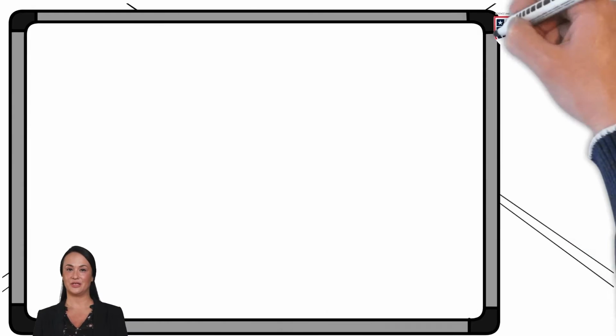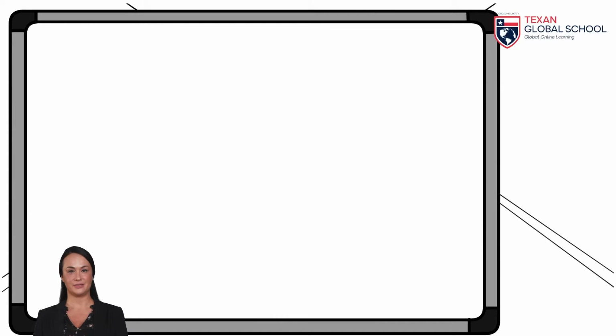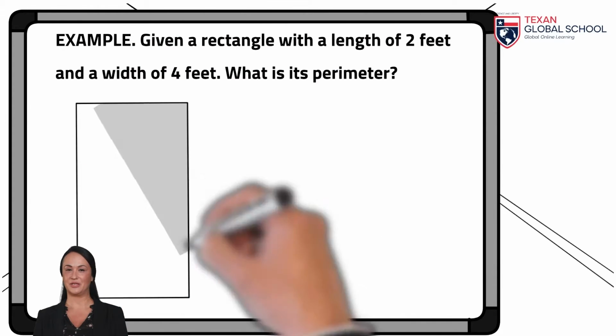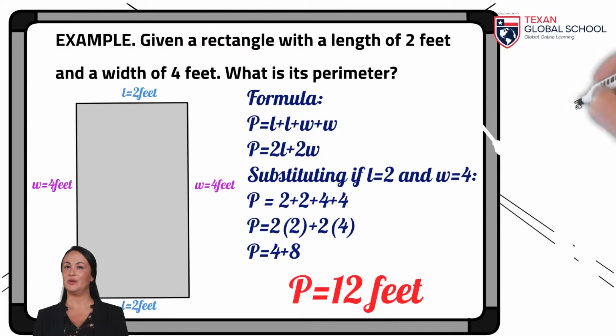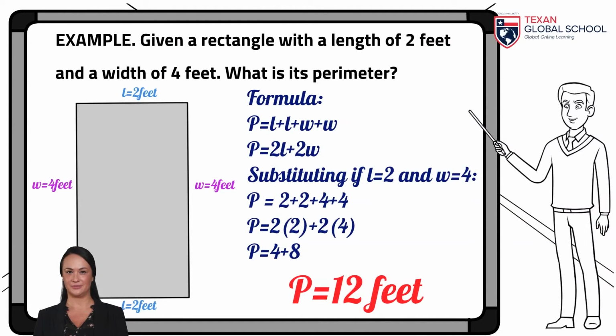Given a rectangle with a length of 2 feet and a width of 4 feet, we will calculate the perimeter. We can see that the length denoted L is 2 feet and its width denoted W is 4 feet. Using the formula to calculate the perimeter of a rectangle, we then add its four sides: 2 plus 4 plus 2 plus 4. It can also be calculated by adding twice the length to twice the width. With this we obtain a perimeter of 12 feet. It is important to place the units of length.